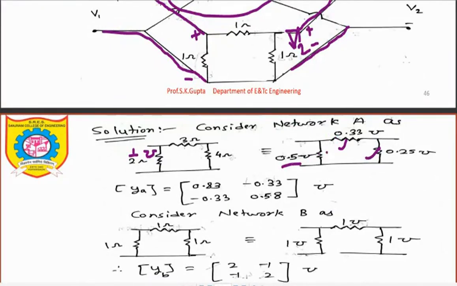Now how will you get Y11 for this network? Addition of these two, 0.5 plus 0.33, that means 0.83. Your Y12 is minus of this admittance, that means minus 0.33. Y21 is also minus of this admittance, that's why minus 0.33. And Y22 is addition of these two, so 0.33 plus 0.25 is 0.58. The overall unit is mho, or the unit can be Siemens.